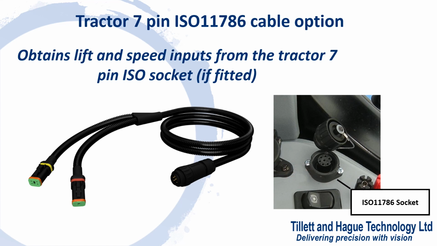As an alternative to using your own sensors to detect lift or measure speed, we also offer to connect those module inputs to a tractor 7-pin ISO 11786 socket. That is often a very neat solution, but not all tractors have this socket available.